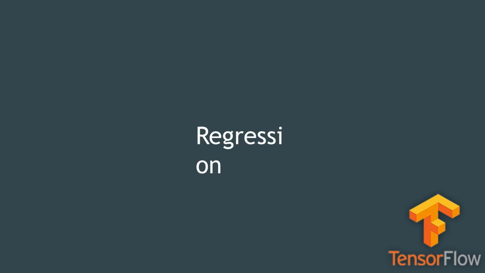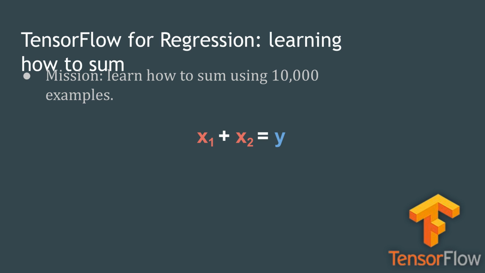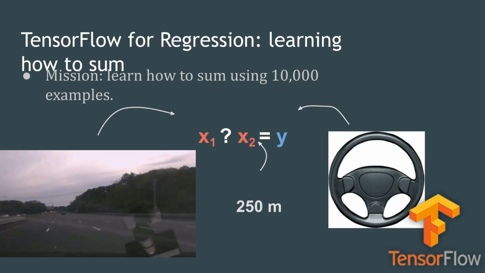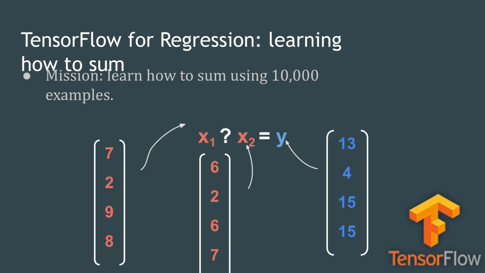Next, we will explore regression in TensorFlow. Our mission is to train a model to learn how to perform addition based on 10,000 examples where x1 plus x2 equals y. Instead of knowing the operation is addition, the model must learn the correct operator represented by the question mark. For example, the model sees inputs 7 and 6 resulting in target 13, and so on for 10,000 examples. We assume the relationship between the inputs, x1 and x2, and the output, y, is a linear function of the form x times w plus b equals y. In this linear equation, w and b are the variables that the model needs to learn during training.